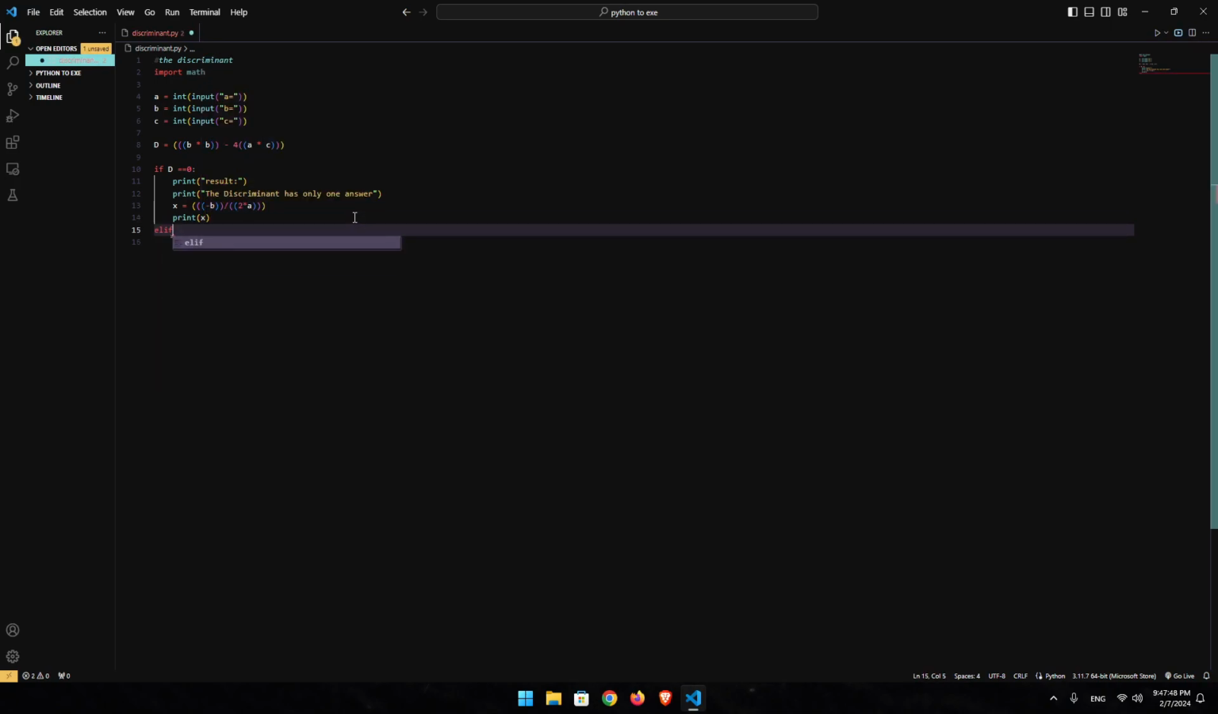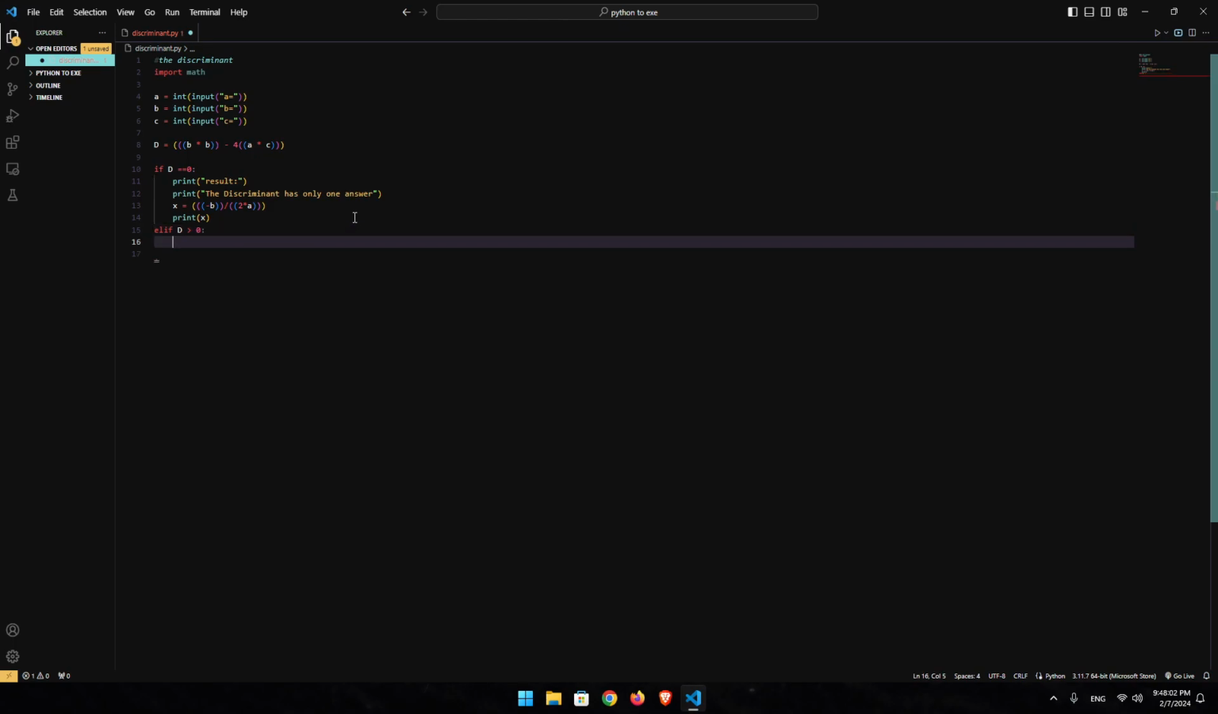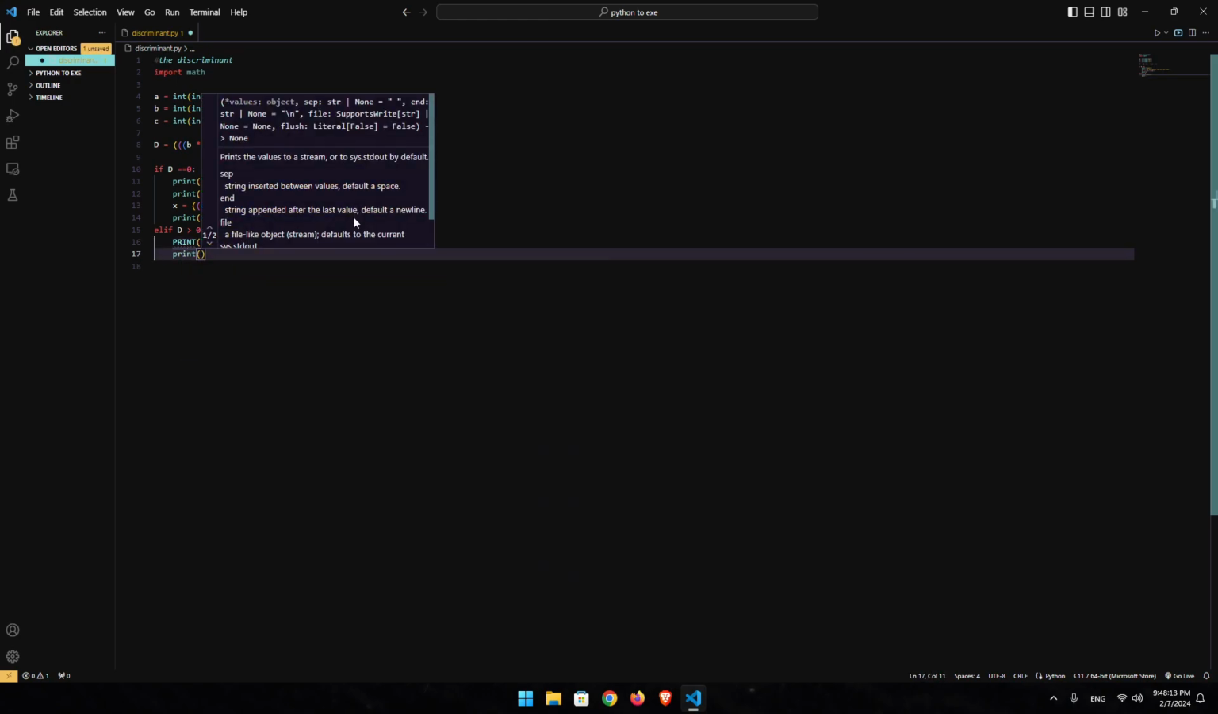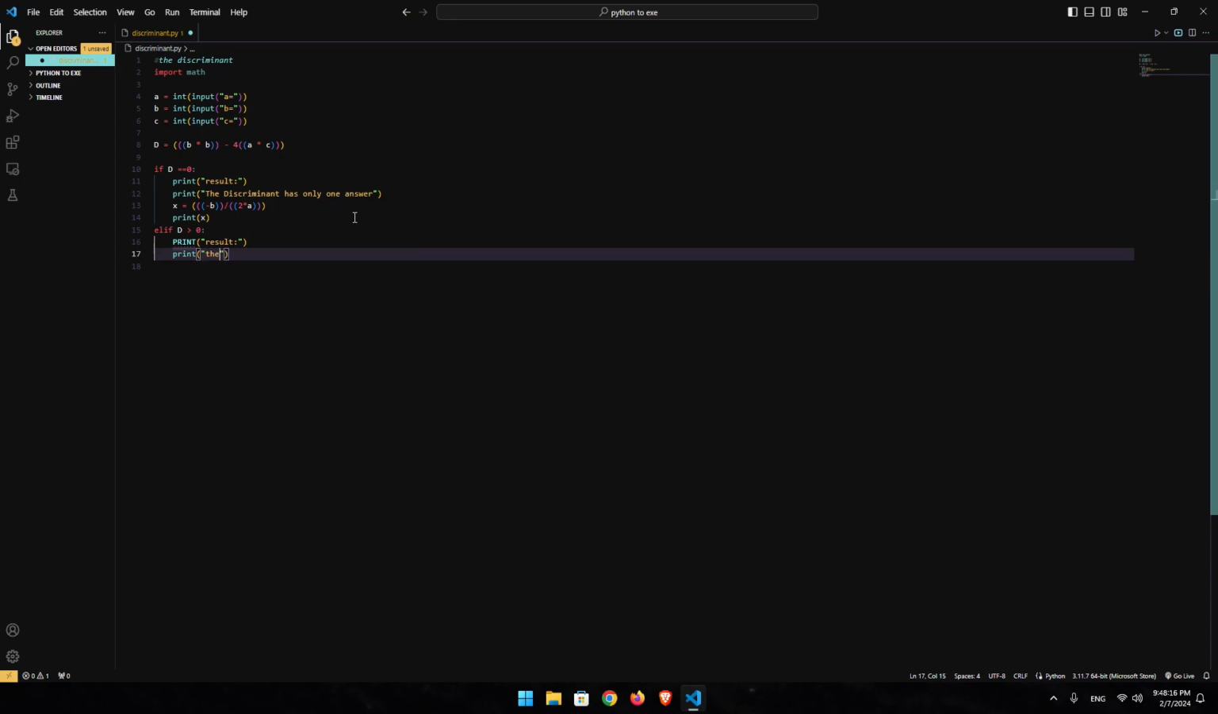The else if, which is elif D is greater than 0, then we're gonna print result, which the result is gonna be the discriminant has 2 answers, x1 and x2.